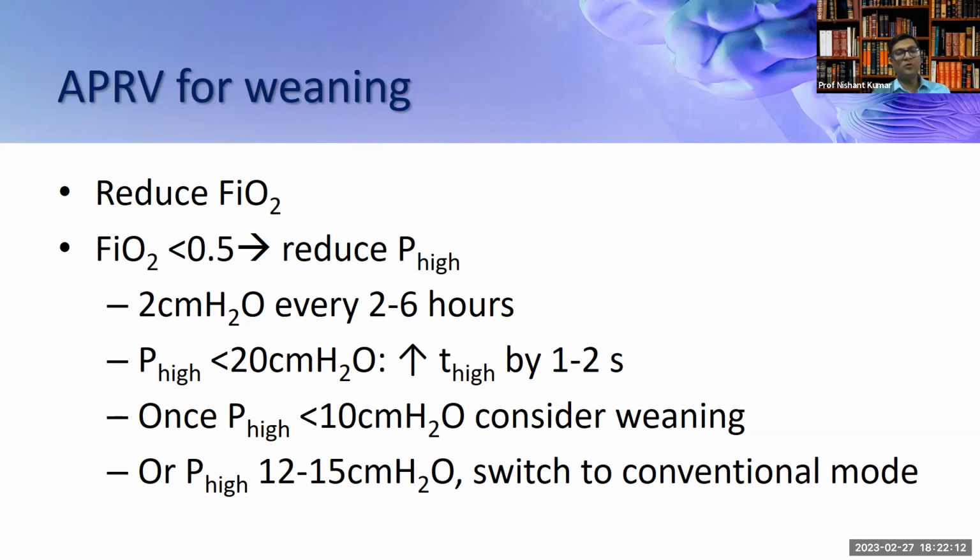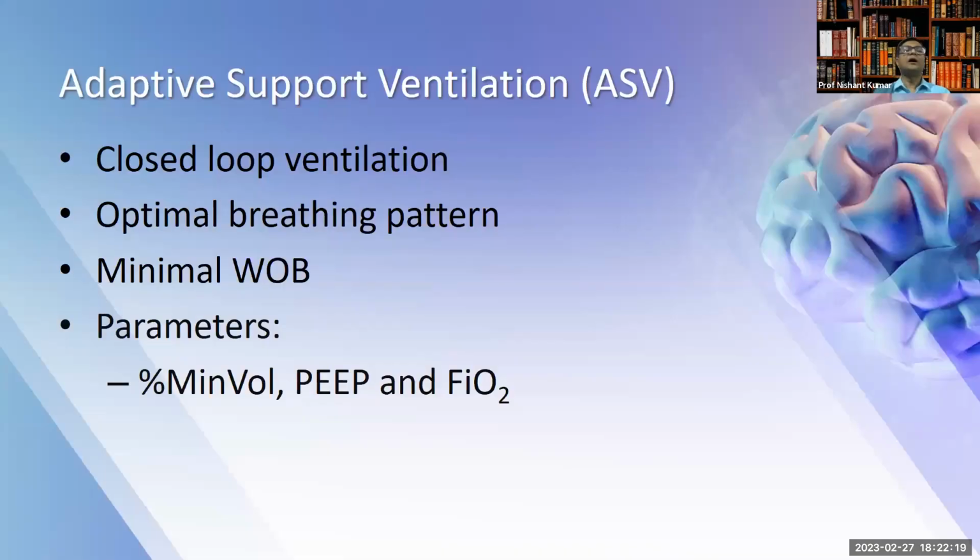Now, these are the advanced modes which are used for weaning, and weaning failure has been shown to be reduced with APRV. Now, coming to a very intelligent mode of ventilation, that is adaptive support ventilation. It comes very close to closed loop ventilation, which provides optimal breathing pattern based on minimal work of breathing. And more or less, it is easy to set because it has only 3 parameters to be set: the percentage of minute ventilation, P, and FiO2.